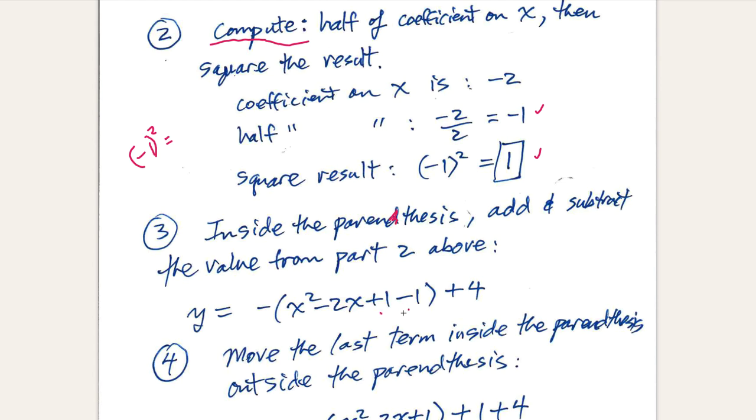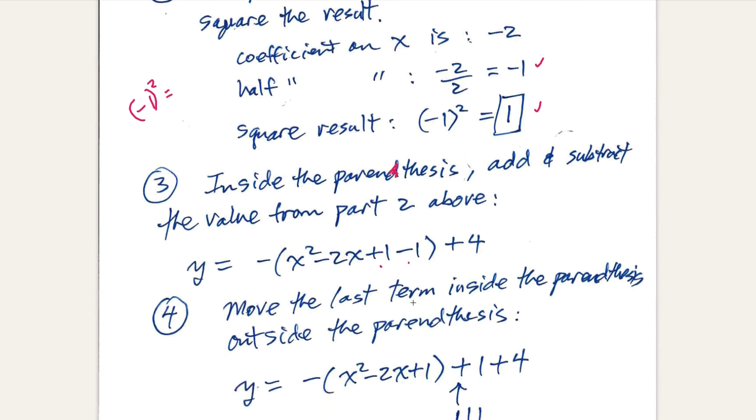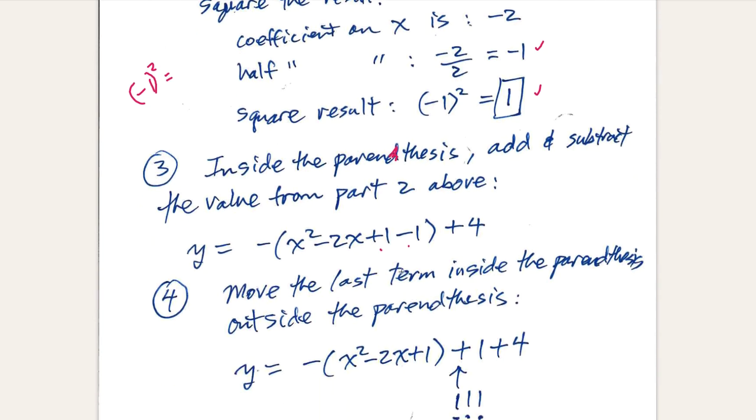Okay? You can see that adding the 1 and subtracting the 1 doesn't change anything, really, right? Because those would cancel out. So I really haven't changed my function. Okay? But I'm going to show you. Remember, I'm just rewriting things. I'm going to show you some tricks we're going to play here. Okay? My next step is to move the last term inside the parentheses outside the parentheses. Okay?